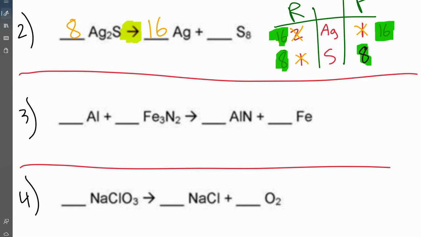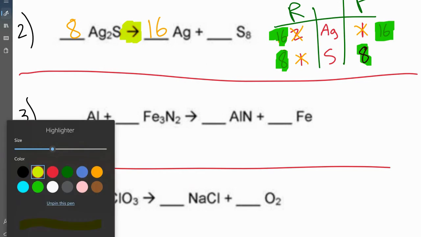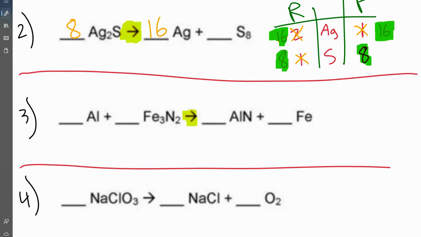Okay, number 3. Number 3, we've got aluminum plus FeN, so iron nitride, gives us or yields. I always like to highlight this arrow sign because that really tells us from reactants, we're now in the products. So yields, okay, then aluminum nitride plus iron.